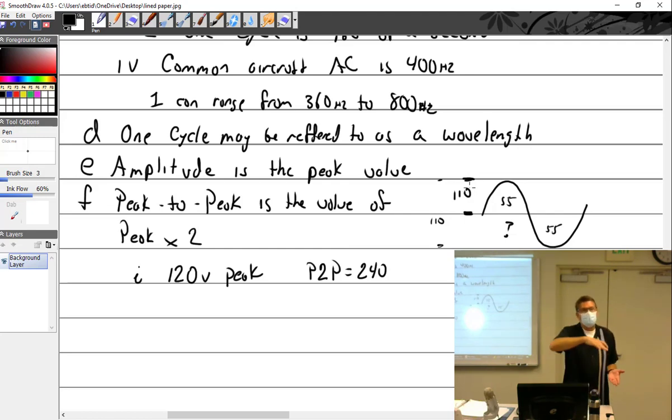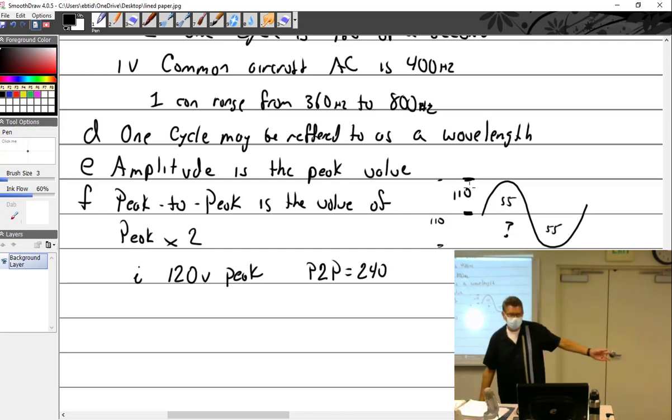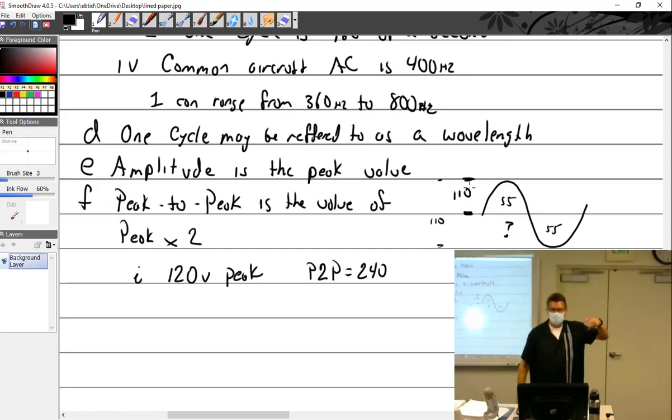110. Went 0, maximum of 110. Then it goes back to 0. Then it goes to negative 110, just the other direction. Don't add them up. Right? It's just 110. It's 110 positive, then 110 negative. Positive, negative, positive, negative. Back and forth all day long. Damn near 60 times every single second.